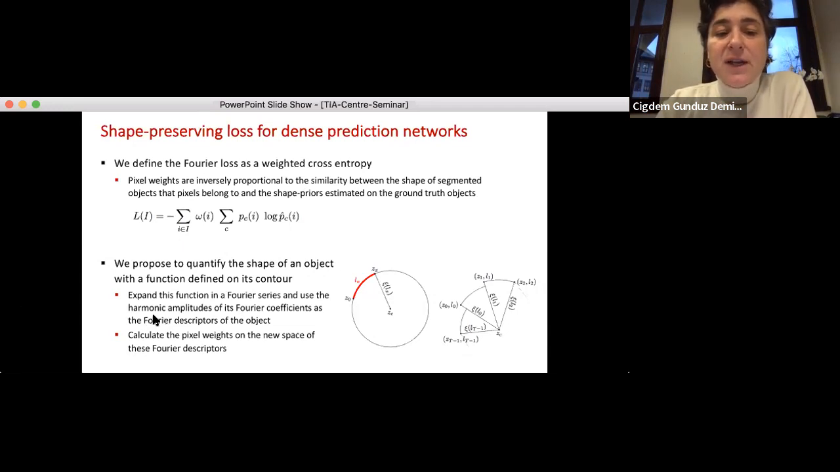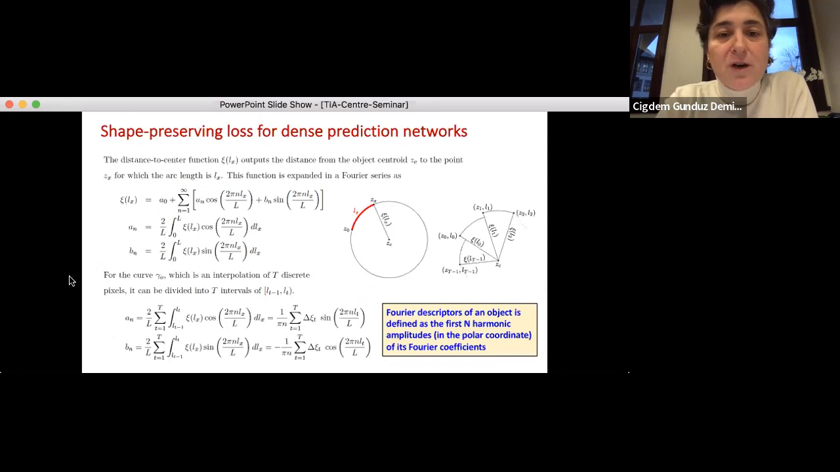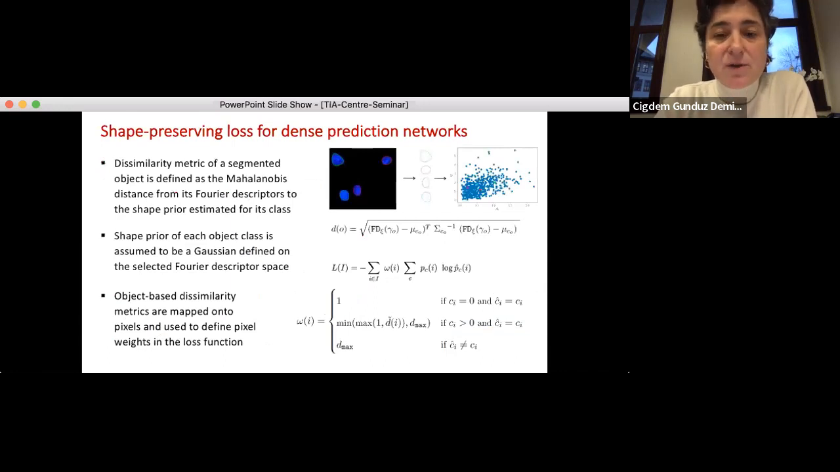After calculating those Fourier descriptors, we calculate these pixel weights in the new space of these Fourier descriptors. So these are the calculations for Fourier descriptors. We are going to use the first n harmonic amplitudes of the Fourier coefficients. After making that calculation, we calculate a dissimilarity metric of each segmented object at the end of each iteration, at the end of each epoch in the training.